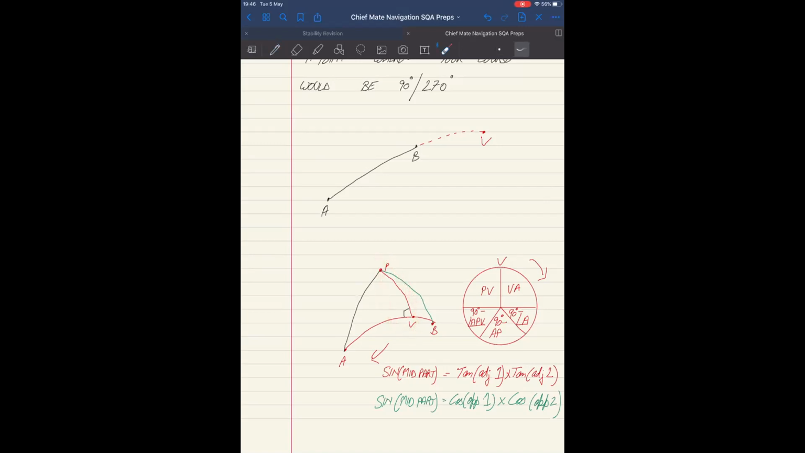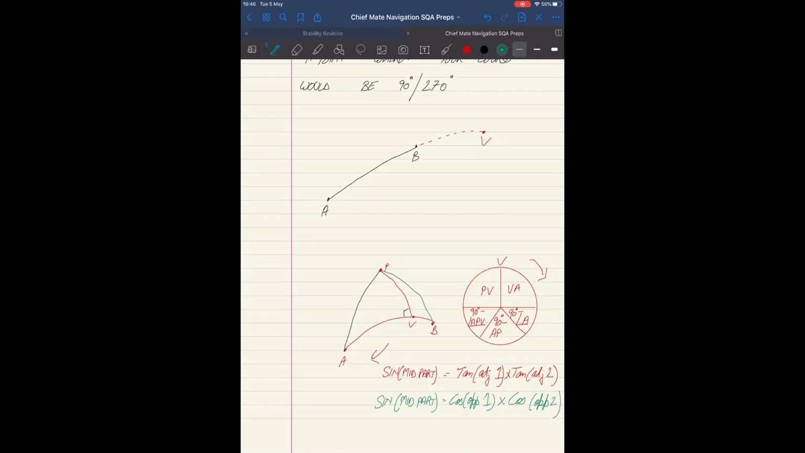Now let's say we need to find out PV, and we see PV in Napier's wheel is here. So for PV, the adjacents would be this side and this side. This side will be opposite and this side will also be opposite. If we need to calculate VA, then this would be adjacent, this would be adjacent, this would be opposite, and this would be opposite. The same thing can be done with any of these values.